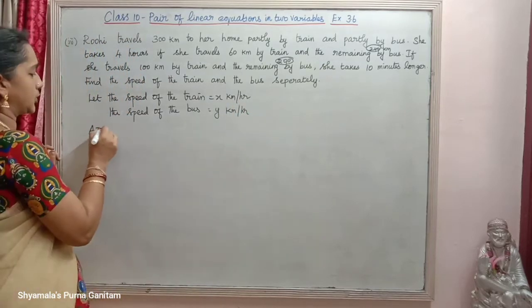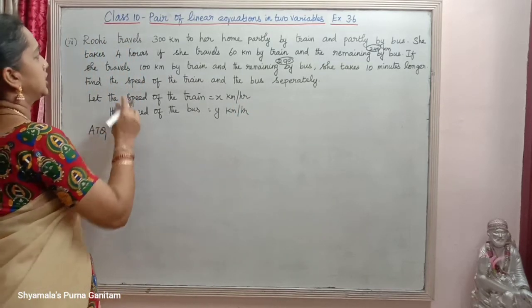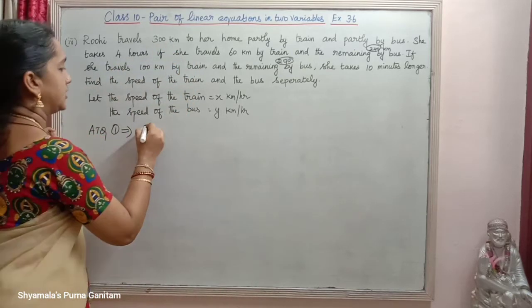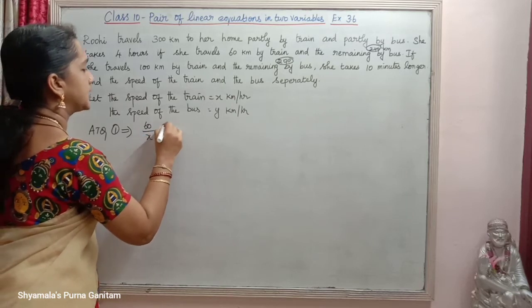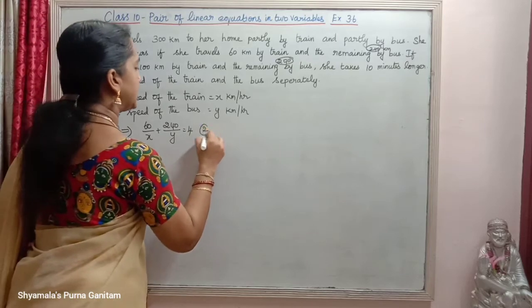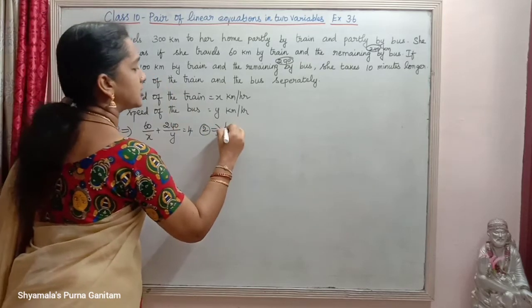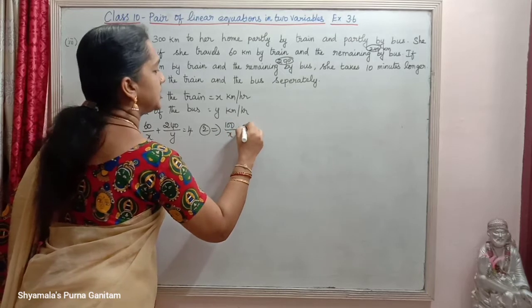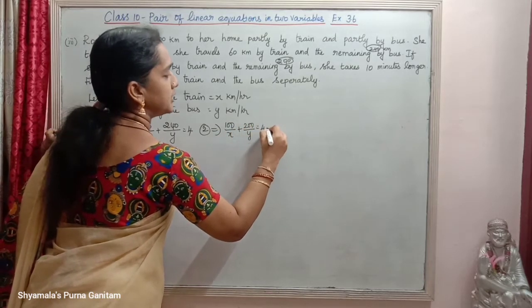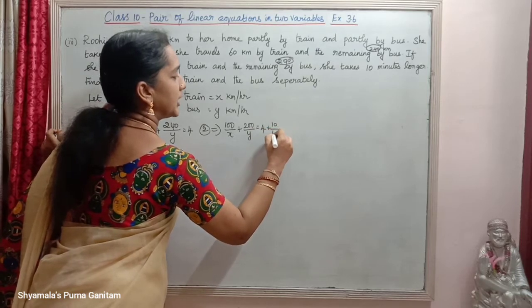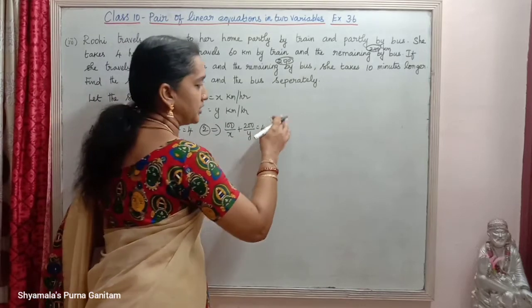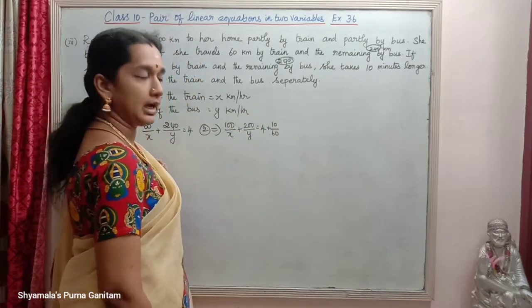Okay, so to the question. First condition is 60 by train. So 60 by x plus 240 by y is equal to 4. Okay. Then second condition is 100 by train. So 100 by x plus 200 by y is equal to 4 hours 10 minutes. So 4 plus 10 by 60. So 4 is in hours, 10 is in minutes only. So that minutes also we need to convert it to hours.